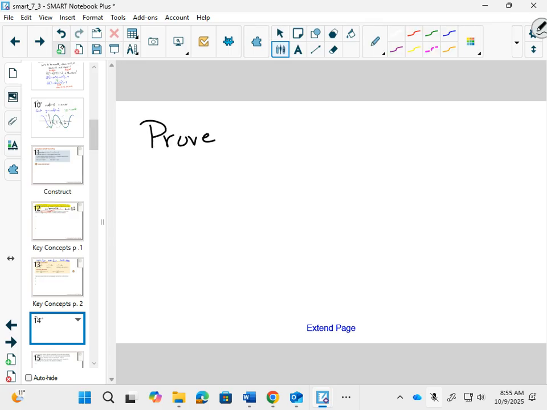You're going to get a lot of questions in this unit that say prove. And we'll start with number 5. Number 5 says prove cos of t times secant of t equals 1.